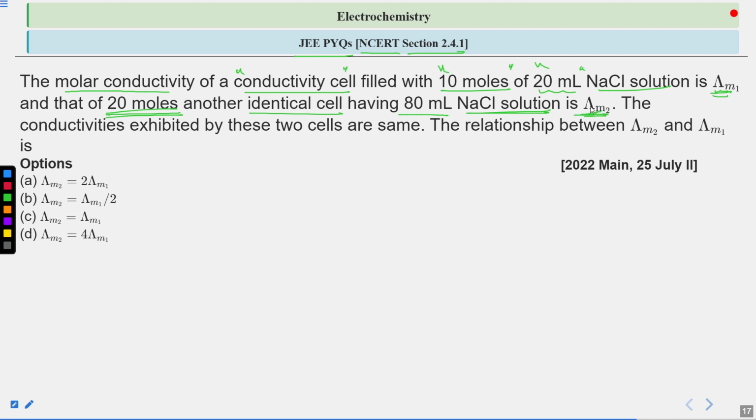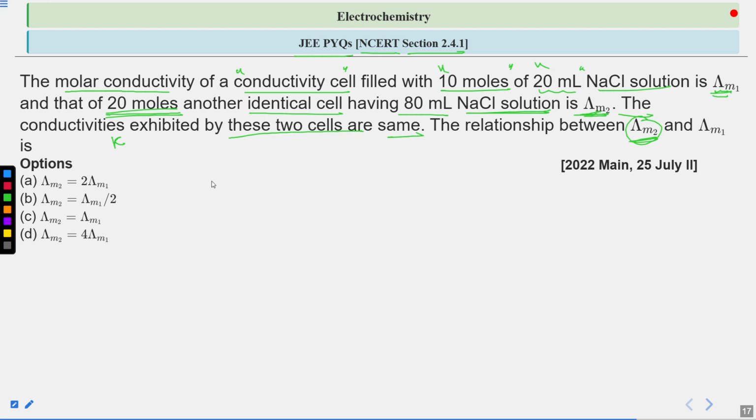So we have two molar conductivities, lambda M1 and lambda M2. The conductivities exhibited by these two cells are the same. The two cells have solutions with different molar conductivities, but the conductivity exhibited by both cells is the same, and you have to tell the relationship between lambda M2 and lambda M1. Conductivity means kappa. Kappa exhibited by these two cells is the same, and you have to tell the relationship between the molar conductivities of the solutions present in both cells.